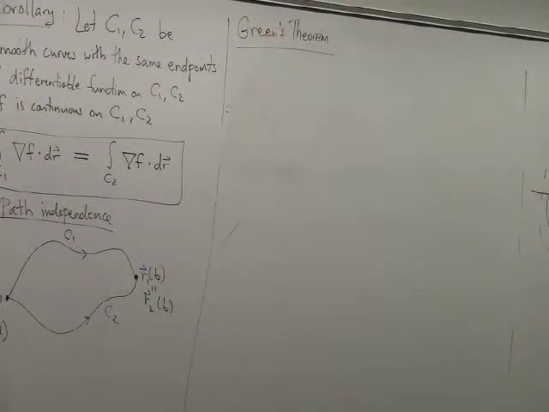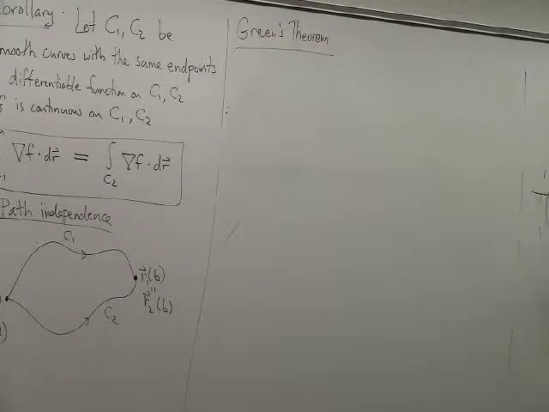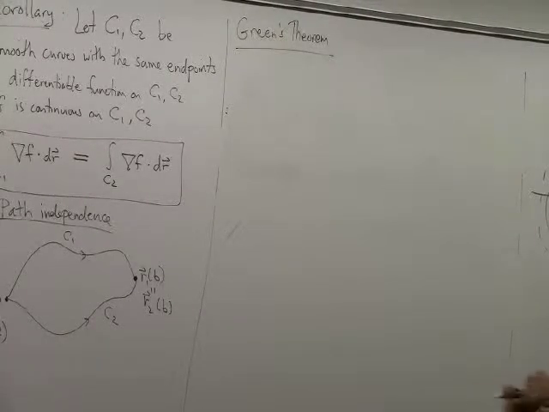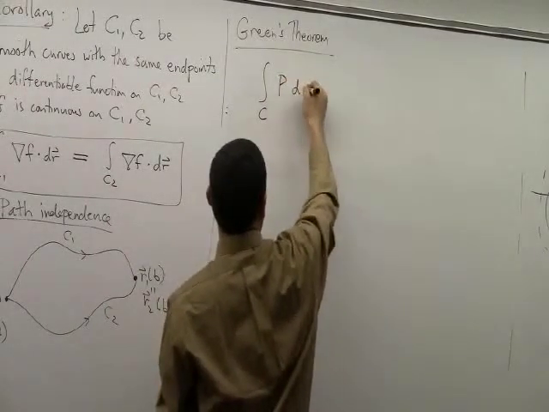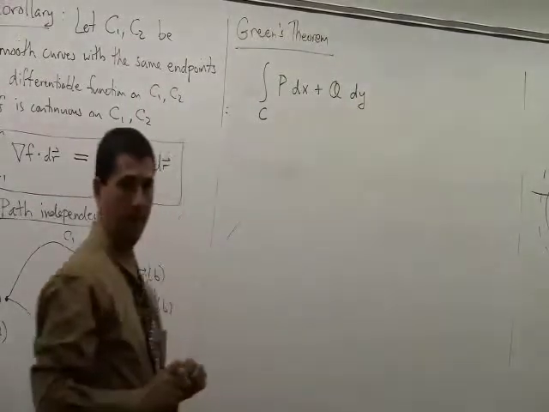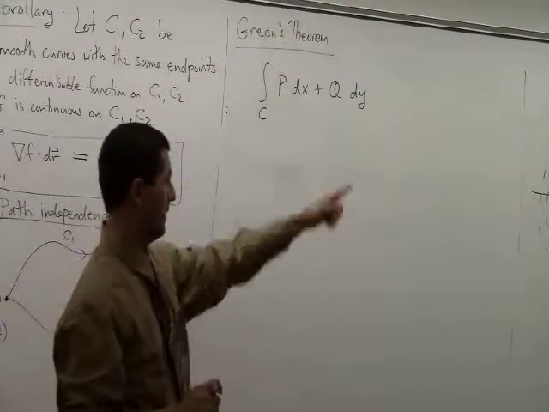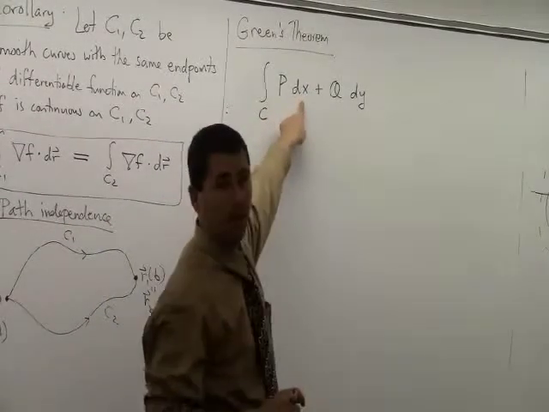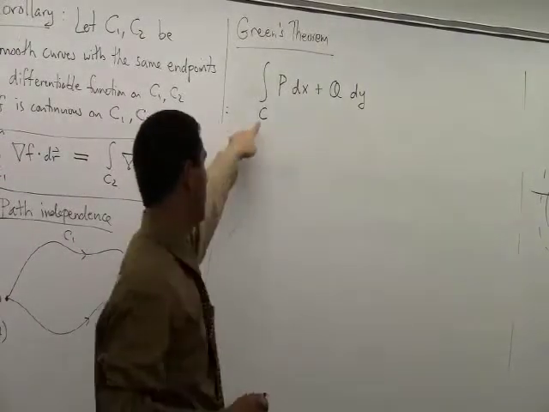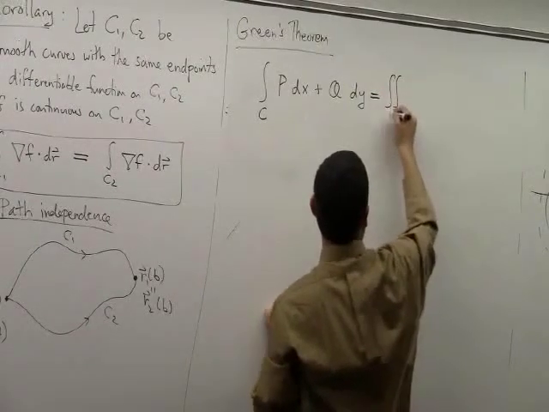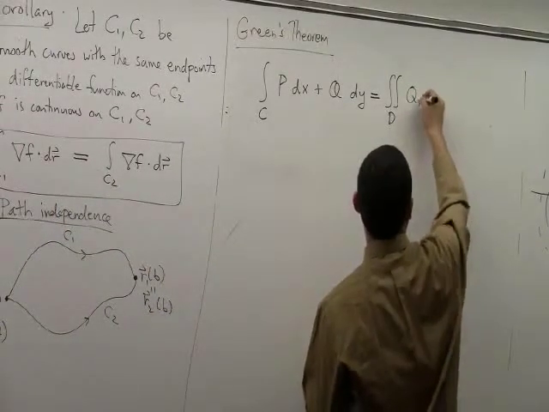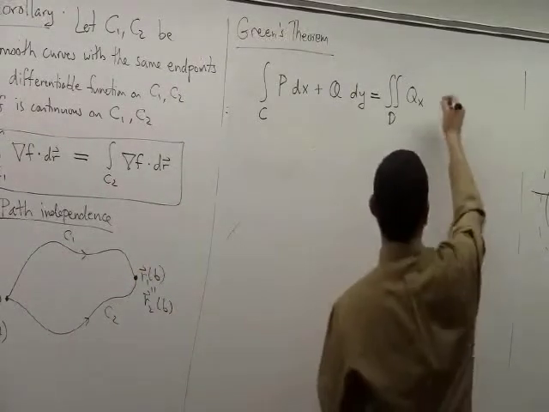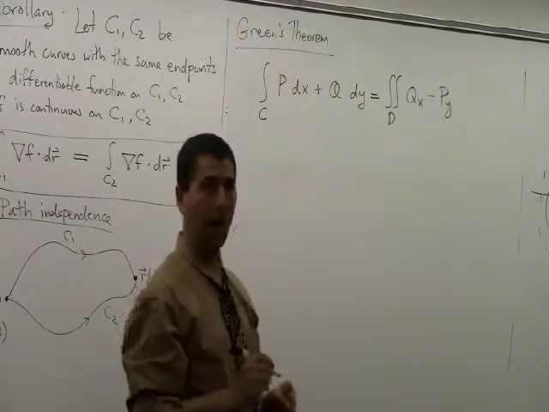So Green's theorem is going to give you a formula for integrating around the curve C by turning it into a double integral over the region D. Green's theorem says if you integrate over C, P dx plus Q dy. Okay, so I have these two functions, P and Q. I'm going to integrate once with respect to x and once with respect to y, and I'm integrating them both over this curve C. And this is the same as the double integral over D of the partial derivative of Q with respect to x minus the partial derivative of P with respect to y, dA.